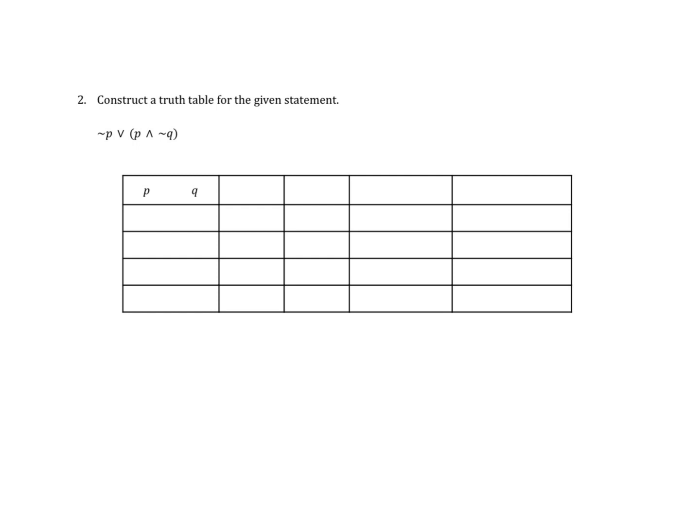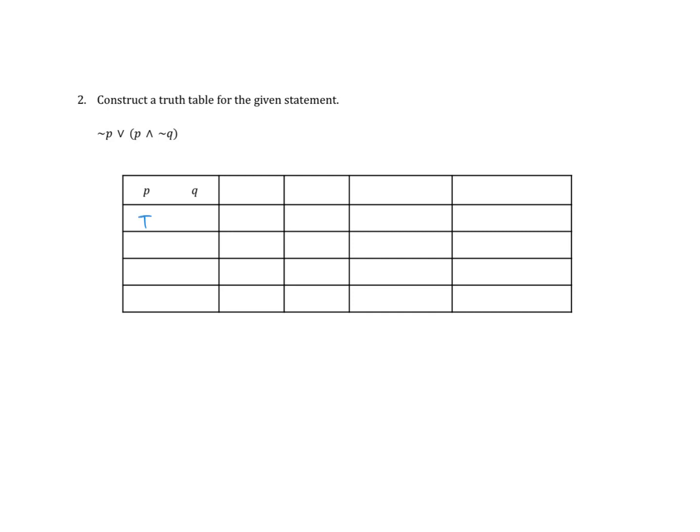Here's one more example. This time we don't know what the simple statements are for P and Q, but we can still construct a truth table. And the training wheels have come off a bit because we have to fill out the top row and we need to fill out the part under P and Q.